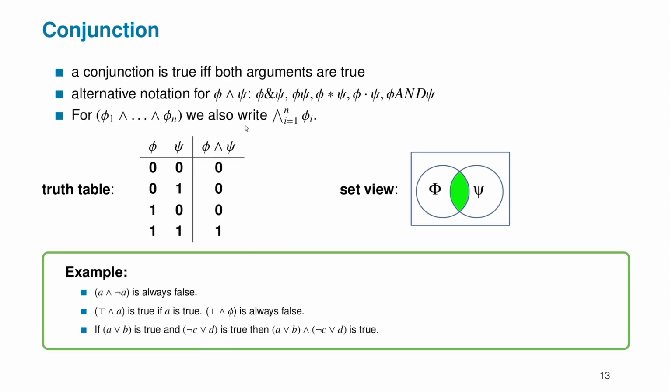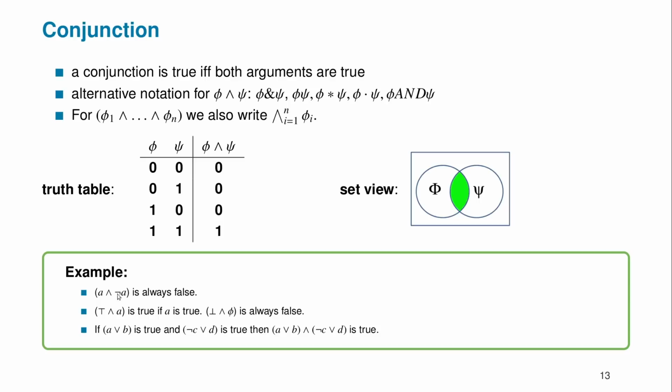For the conjunction, we have it as before. If both immediate subformulas are true, then their conjunction is true, and this means in this set view that the assignments that satisfy the conjunction of two formulas are in the intersection of those assignments which satisfy phi and which satisfy psi. And as before, we can use this big conjunction in order to abbreviate the conjunction of n formulas, and also here we can have different notations to write down an and.